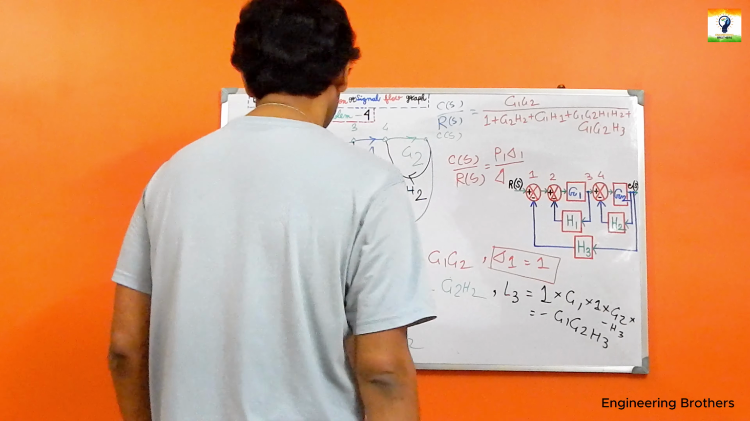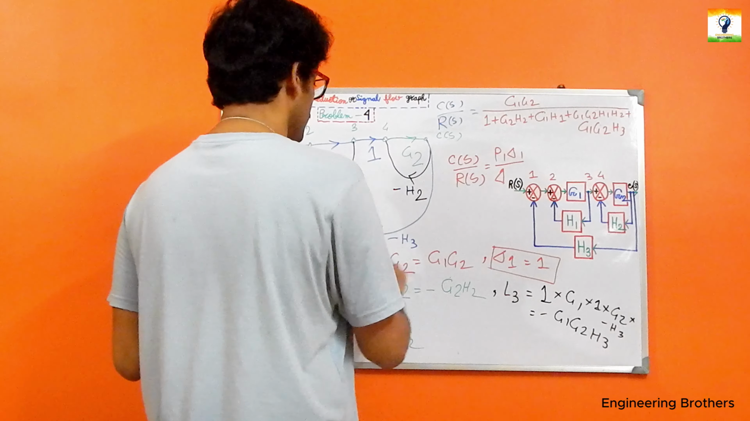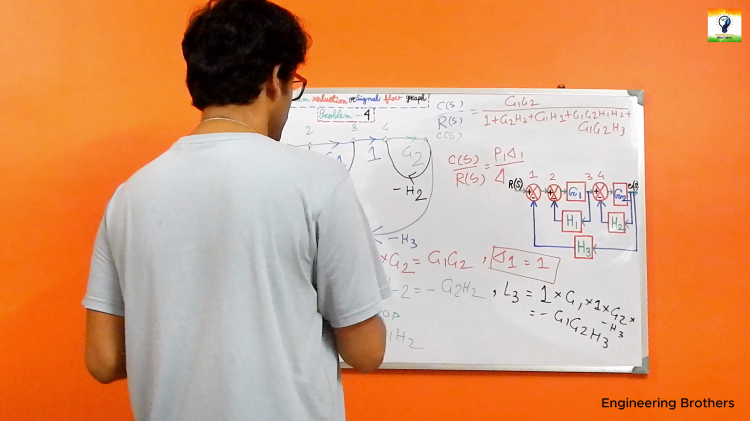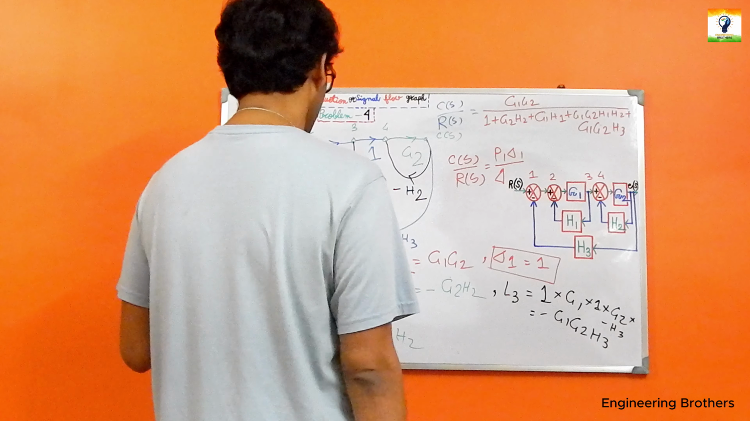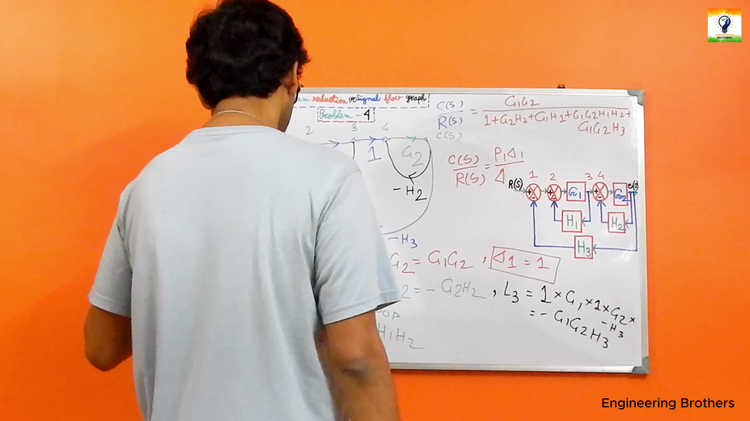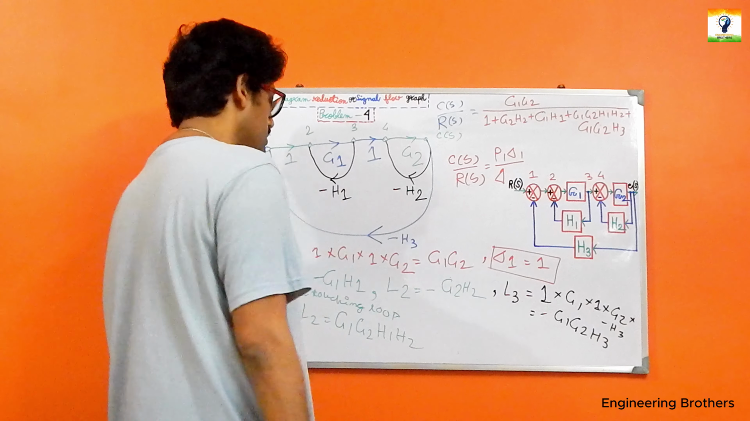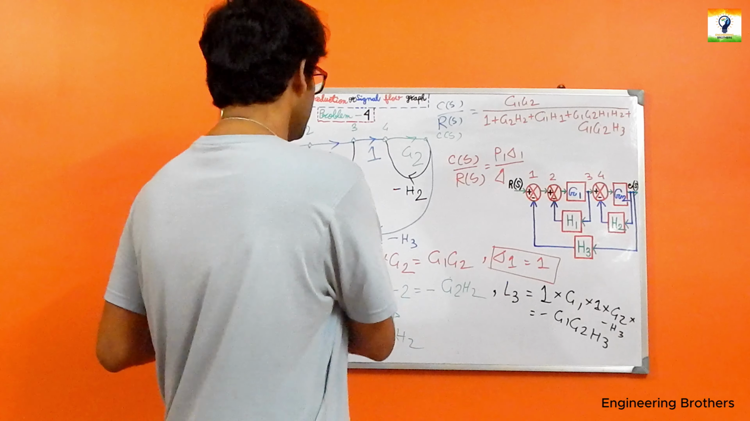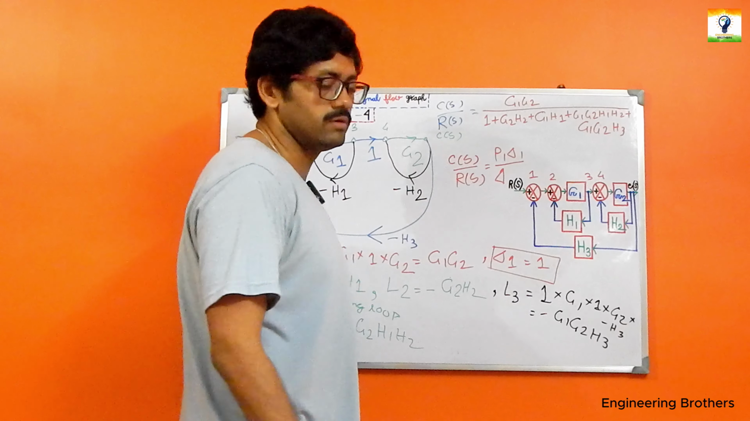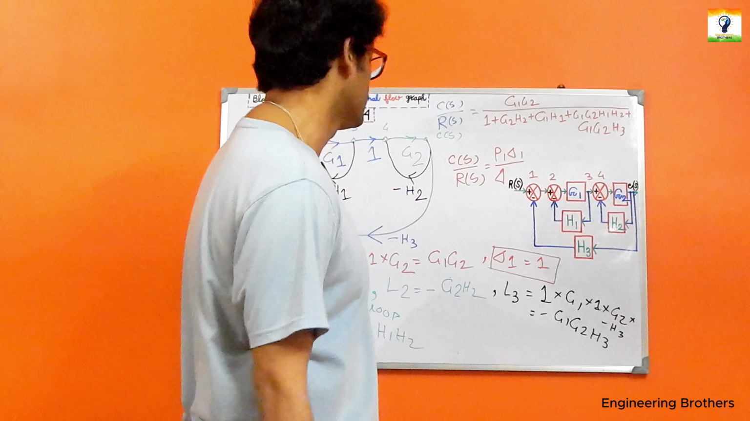In our next part, we have considered our individual loops over here. In this case we have three individual loops, L1, L2 and L3, and we have only two non-touching loops present over here. Just by using these loops we can form the expression for delta. That will be our much needed consideration over here.